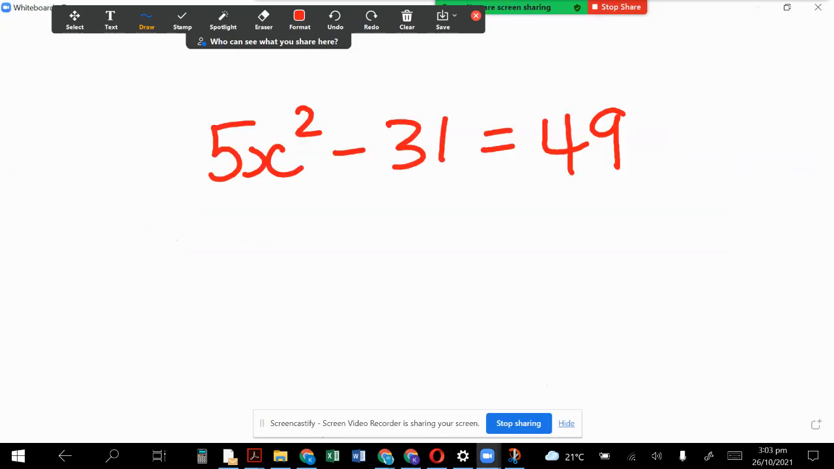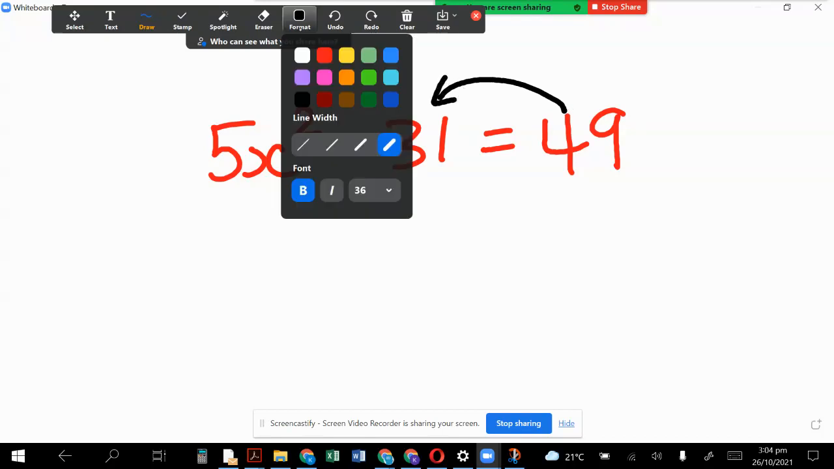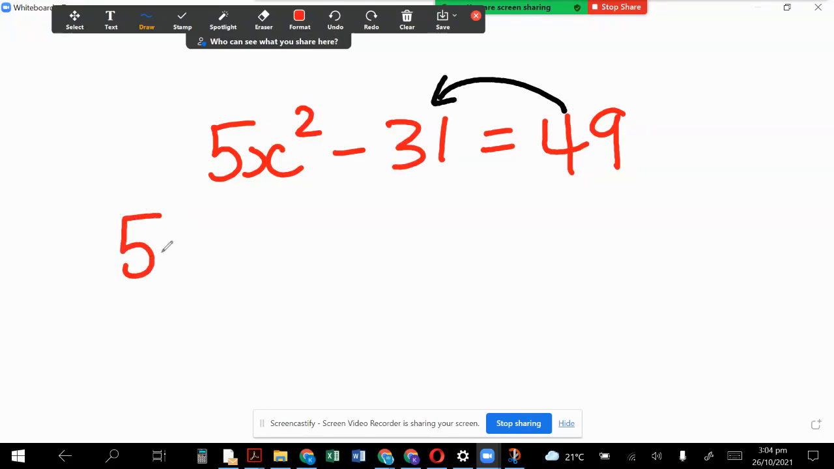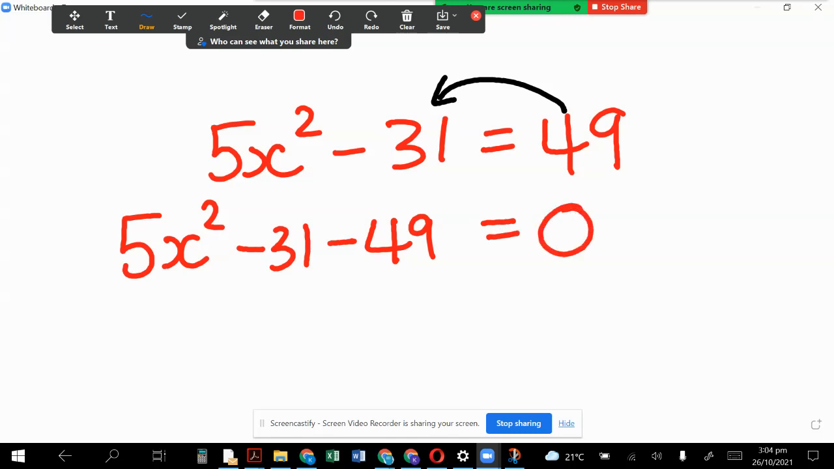Okay, so when you got a question like this, the first thing you want to do is simplify. So you want to bring everything onto one side. Let's say you bring the 49 over. You're going to be left with 5x squared minus 31 minus 49, because it's changing sides and changing signs. You now have 5x squared minus 31 minus 49 is minus 80.